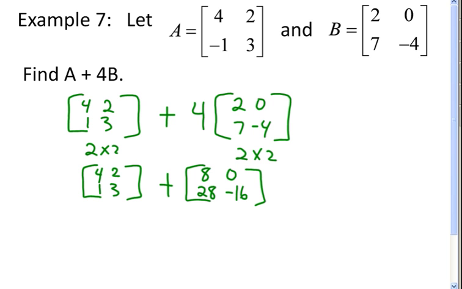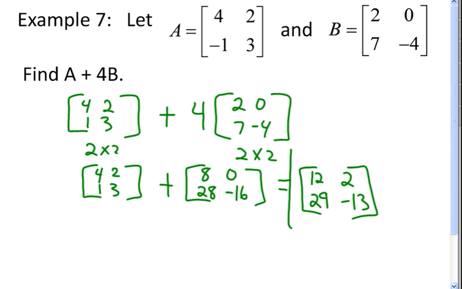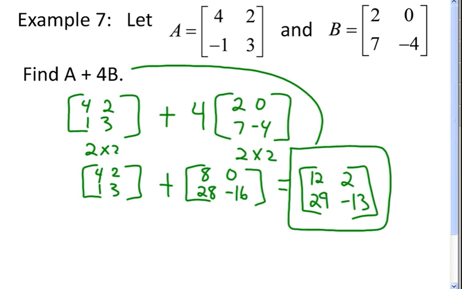Again, the resulting matrix is the same size. So now we can add them together, and because we're adding, we'll have the same size matrix at the end as well. 4 plus 8 is 12. 2 plus 0 is 2. 1 plus 28 is 29. And then 3 minus 16 is negative 13. So the resulting matrix is for A plus 4B.